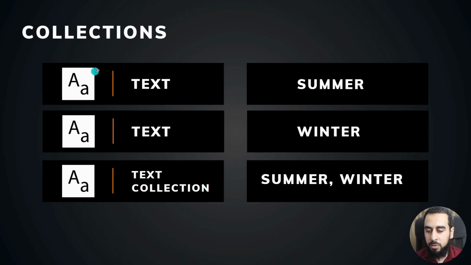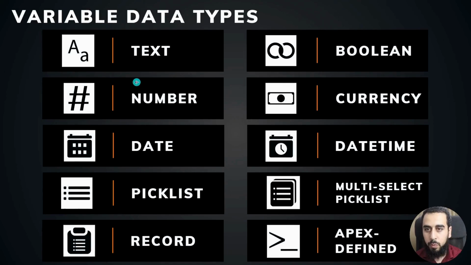And one thing to note here, just like that highlights the importance of proper naming, is that you notice that the text variable and the text collection variable, both of them have the same icon. So you wouldn't tell from the icon that this is a text collection or a text, and that's why you need to name things like text and text collections differently to tell which one is which. And the concept of collection applies to all data types. So we can have a collection of text, we can have a collection of numbers, we can have a collection of dates, and so on.